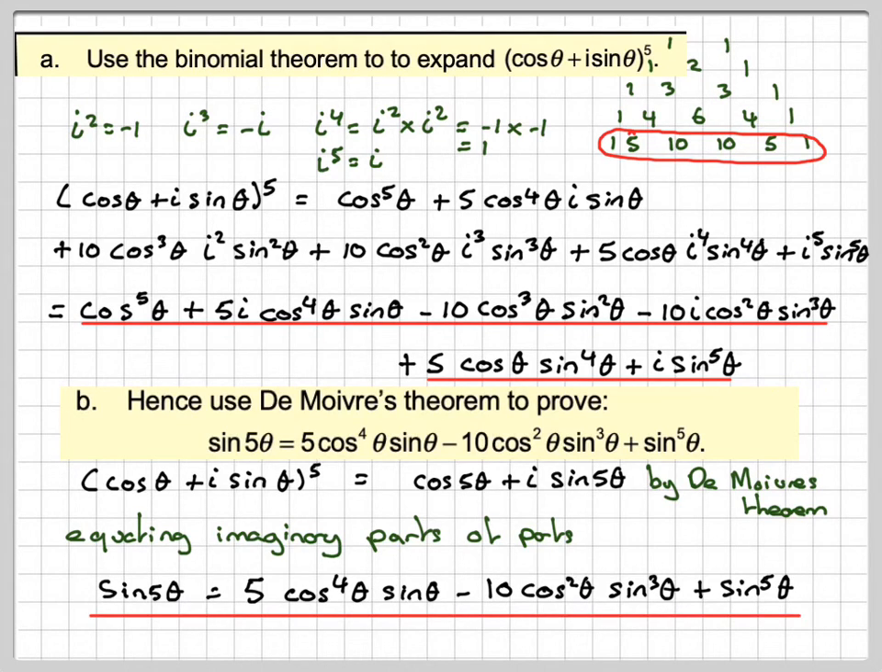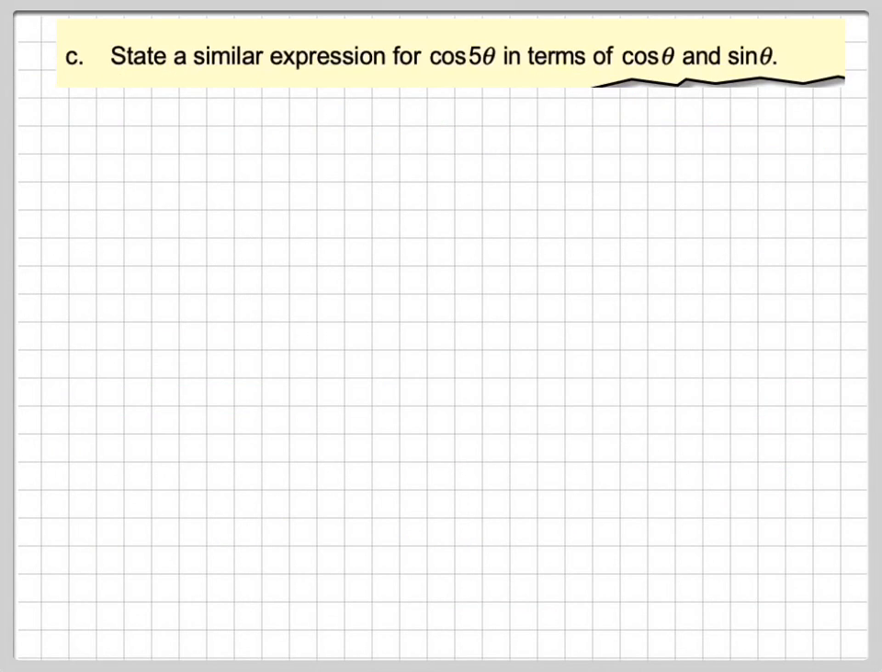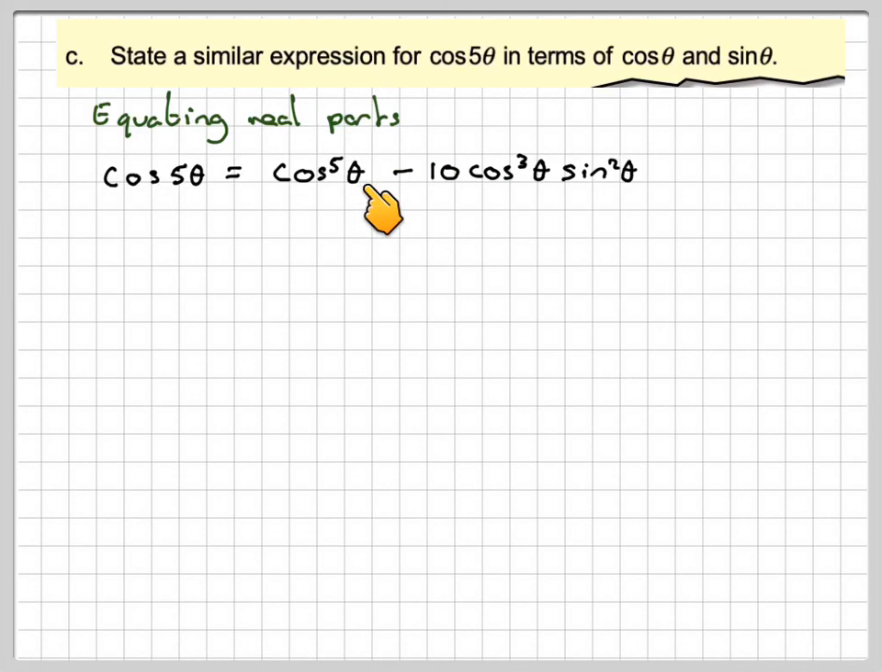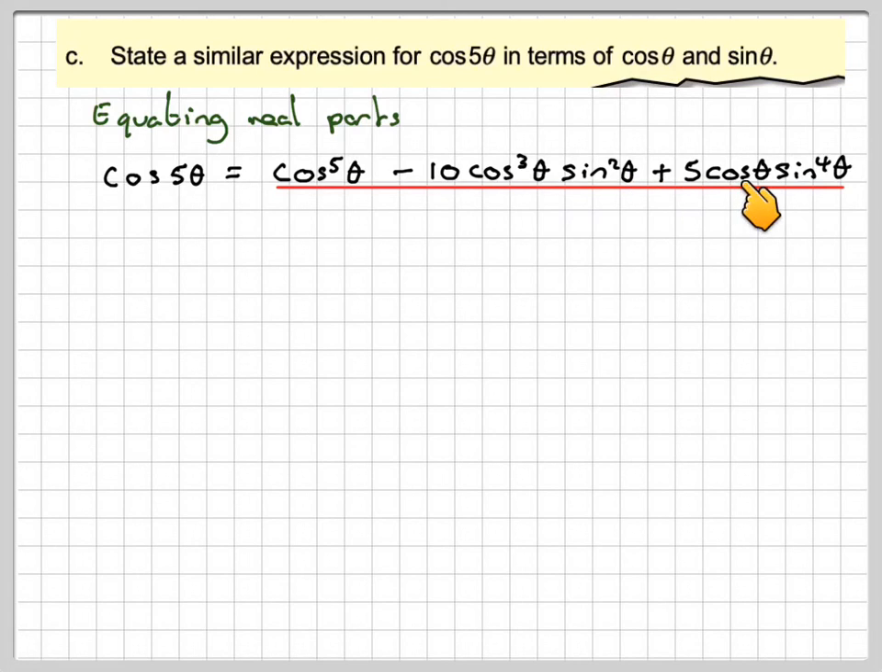Okay, and in the last part we're going to put together cos 5 theta, so that'll be all the real bits. So there'll be this one, and this one. Finding a similar expression for cos 5 theta, equating the real parts, we're going to get cos 5 theta is, like I've just shown you, cos to the power of 5 theta minus 10 cos cubed theta sin squared theta plus 5 cos theta sin to the power of 4 theta.